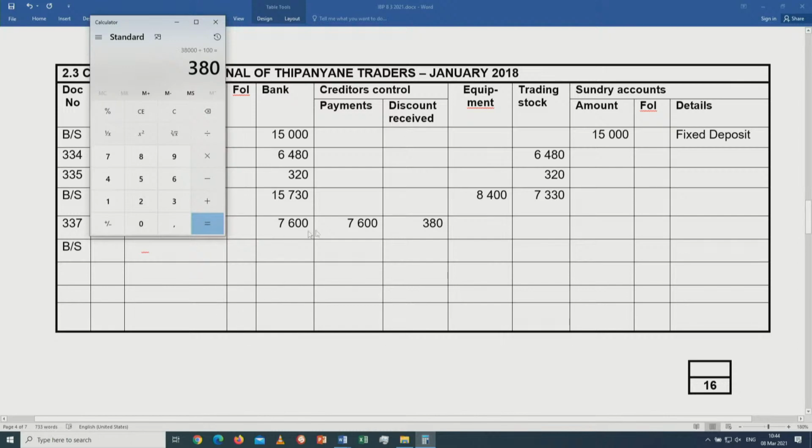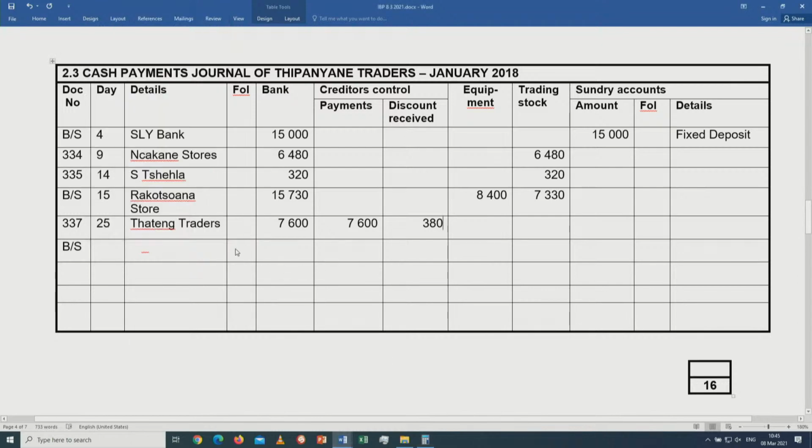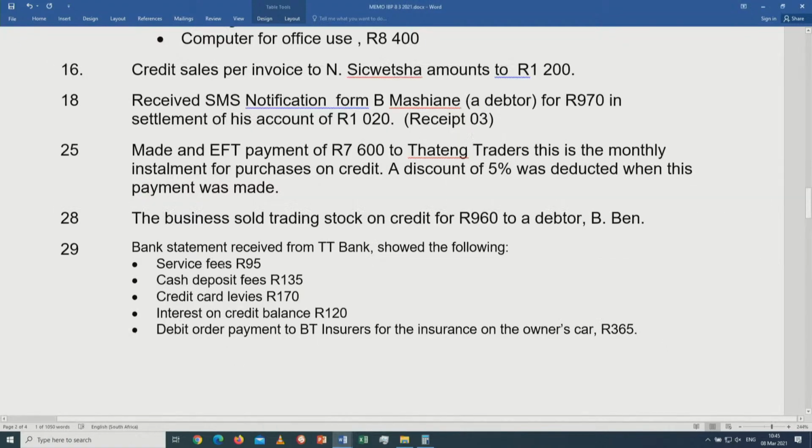Be careful that we made a payment of 7,220, not 7,600. If it was not for the discount, we were supposed to pay 7,600 plus 380, which is 7,980. So be careful of that. All right, then let's move to another transaction.